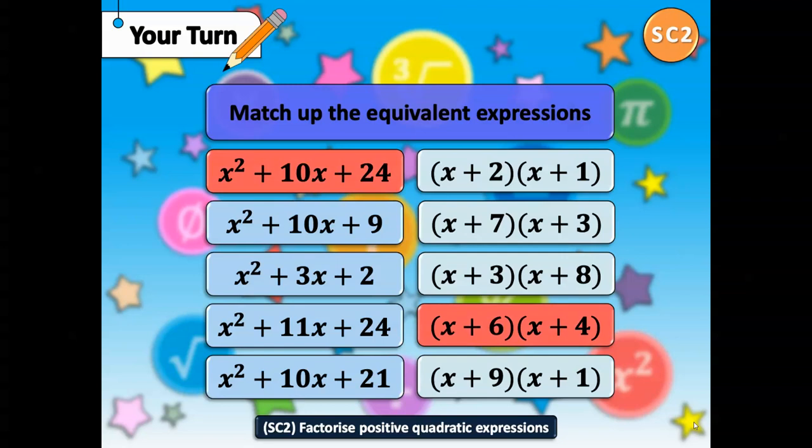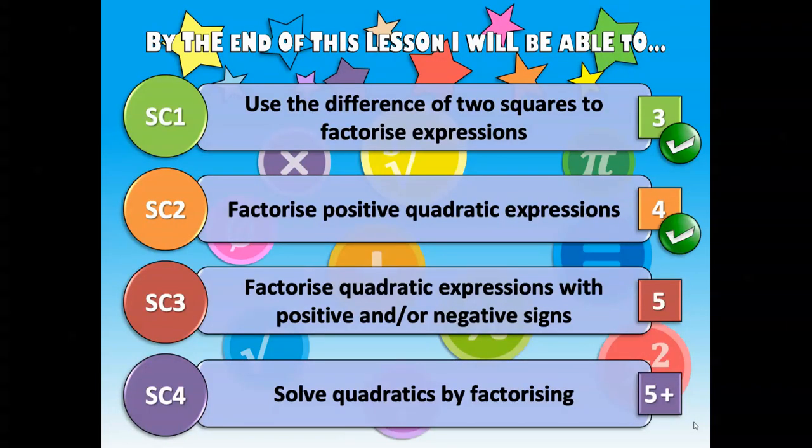So they make a pair. And finally they make a pair. And now we've completed success criteria 2.